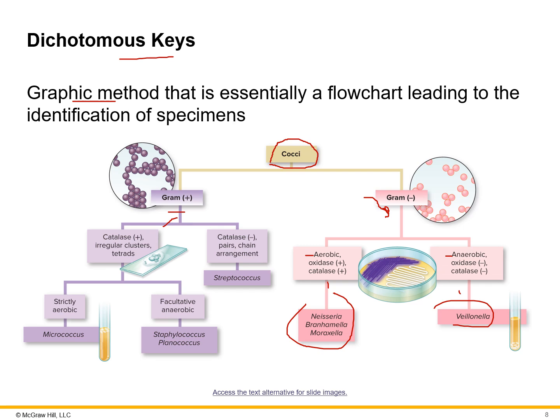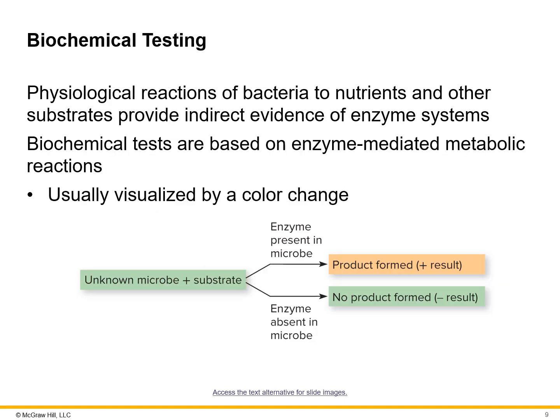So again, it's just kind of a flow chart for identifying specimen. Now the biochemical testing, these are physiological reactions to the bacteria, so with nutrients and substrates to provide evidence of an enzyme system. So do they have certain enzymes present that they could go through and produce a product? So typically these are going to be visualized by a color change.